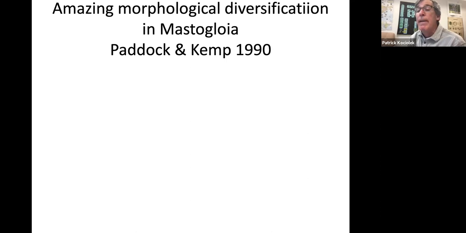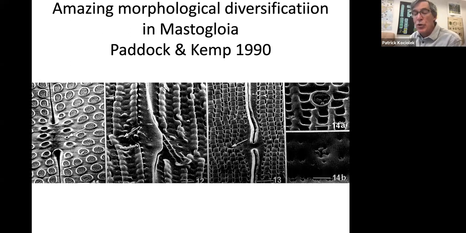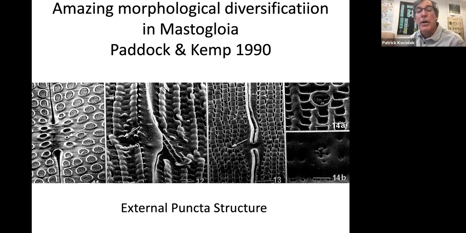And the question is, because they have partecta, did that adaptation allow for a huge radiation of taxa? Or are we putting things together in Mastogloia that don't belong? So I'll just show you a couple of things. This is the external punctate structure. So there are these crazy puncta here. The areola openings have covers on them in this taxon. They're more maybe like what you're used to seeing here in openings of areolae.